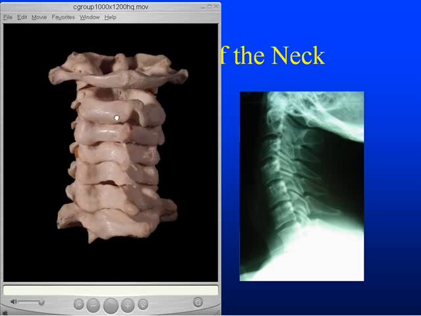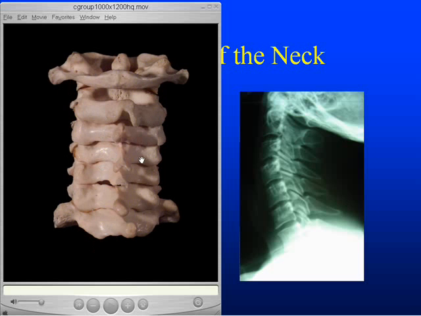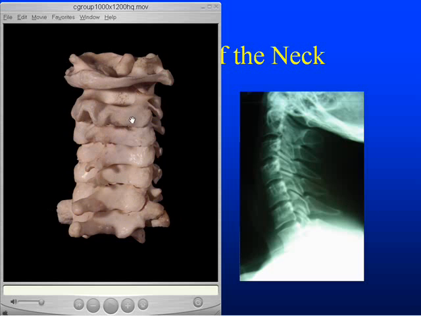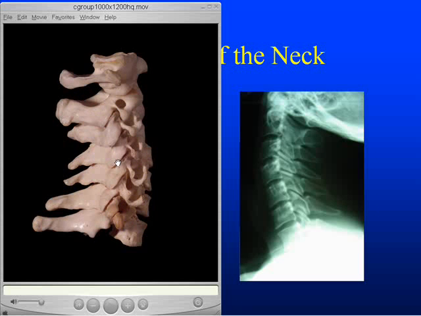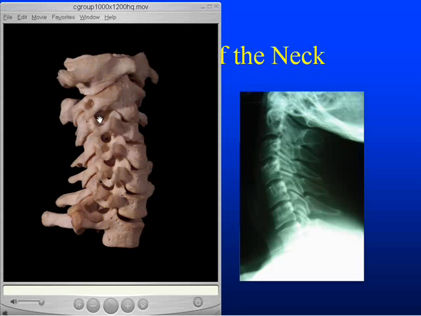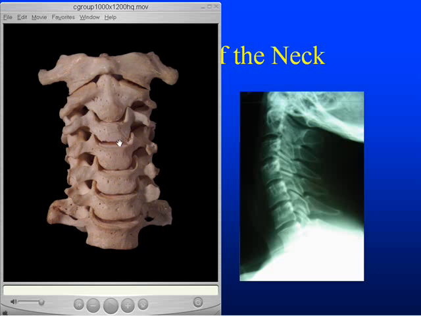And as we rotate this around, we can again see the lamina and the spinous processes, which are protecting the spinal cord. On the other side, we again see the facets, the foramina through which the nerves come out, and again the vertebral bodies and the discs.